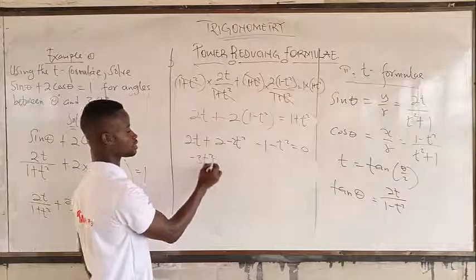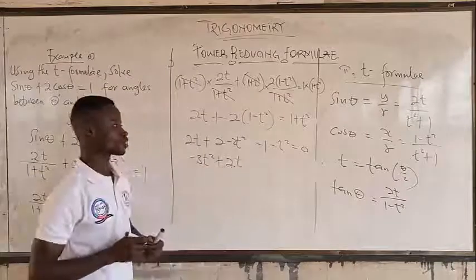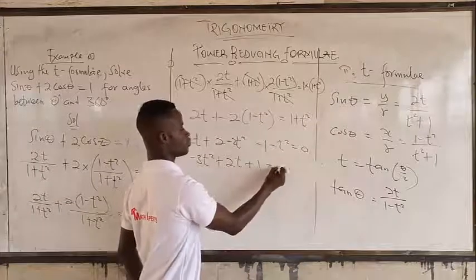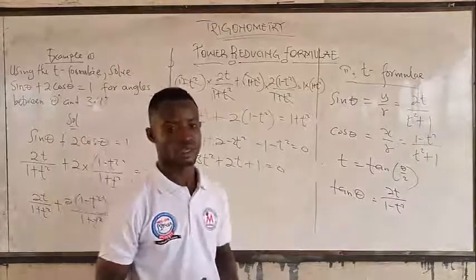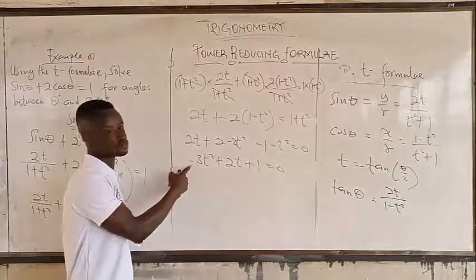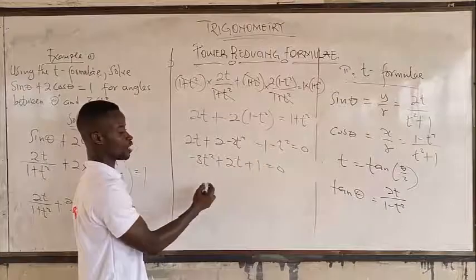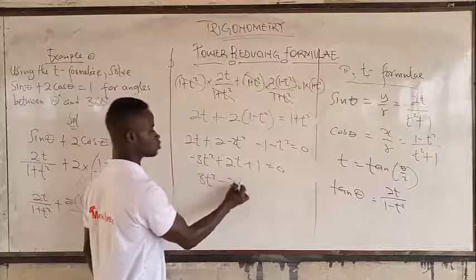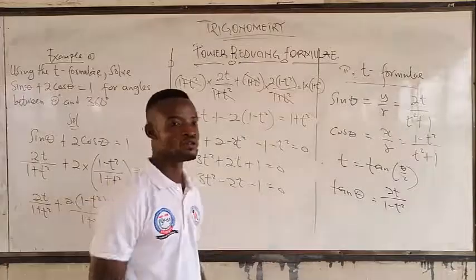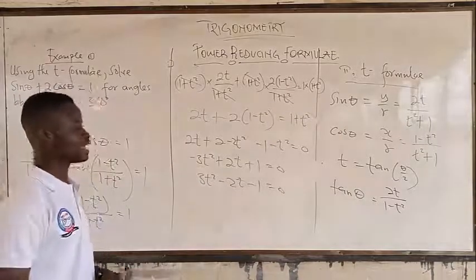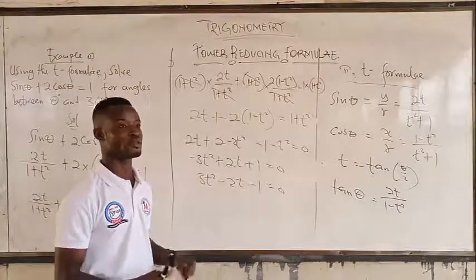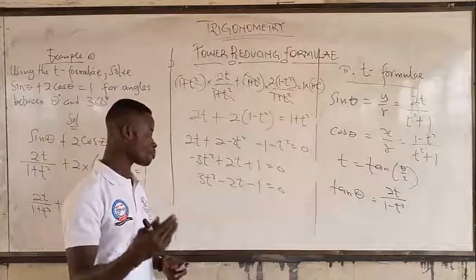Then this plus 2t, the constant 2 and negative 1, so this is plus 1, which is equal to 0. Even with this, we can multiply through by negative, so that the negative will go. So when you multiply through by negative, you get 3t squared minus 2t minus 1 equals 0. Alright. You know the method of solving a quadratic equation, whether by formula, by completing the square, or by factorization.